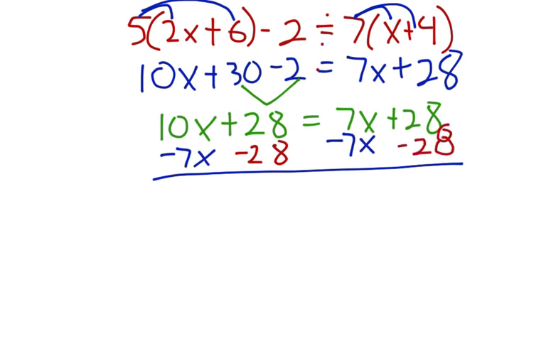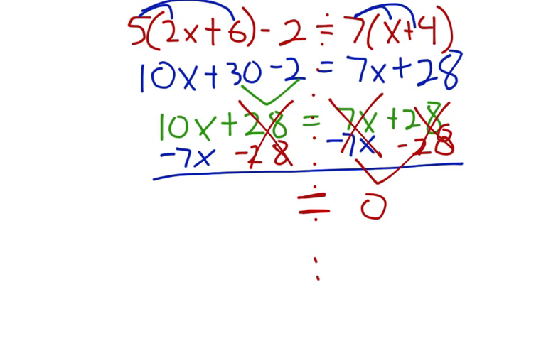And we want to make sure we're not losing our equal sign, so the equal sign is still right here. And on the right-hand side, everything canceled. So when it cancels, don't get scared, it turns into a 0. Okay? On the left-hand side, we get 10 minus 7, which gives us 3x. So 3x equals 0. To finish, I divide by 3, and 0 divided by 3 is 0.